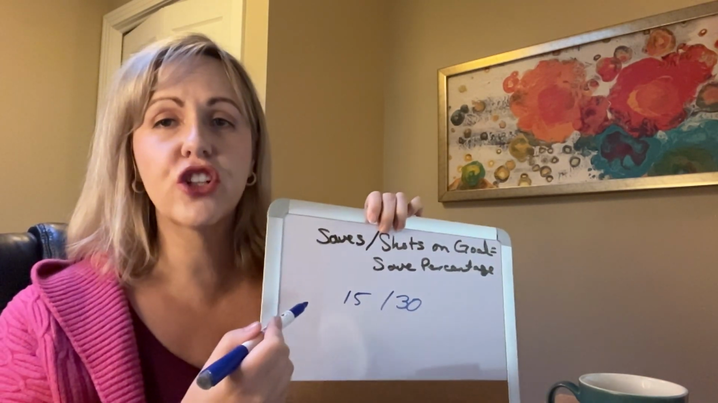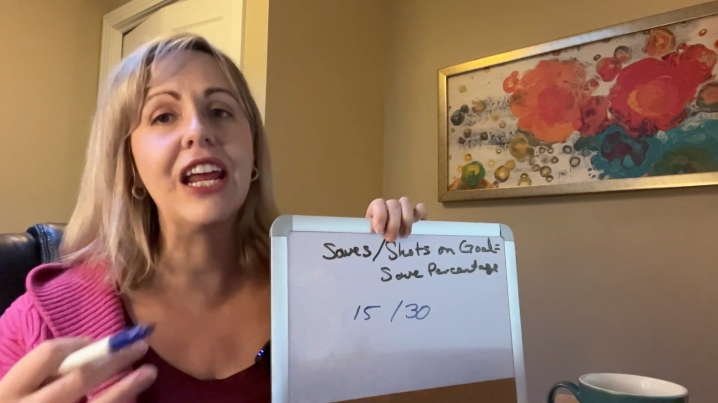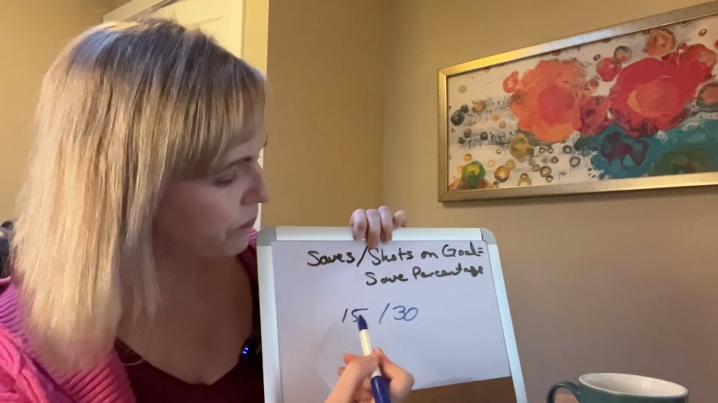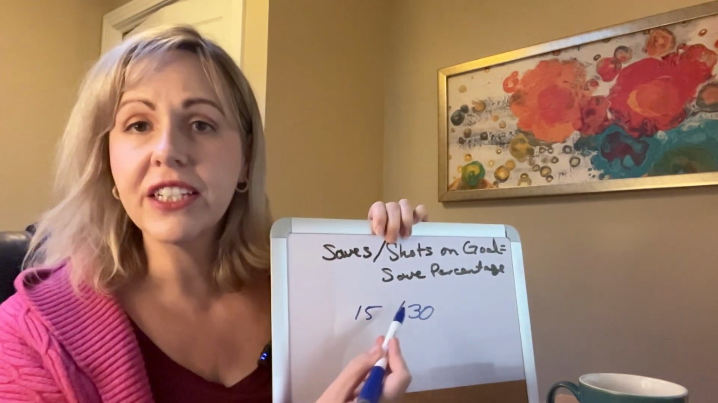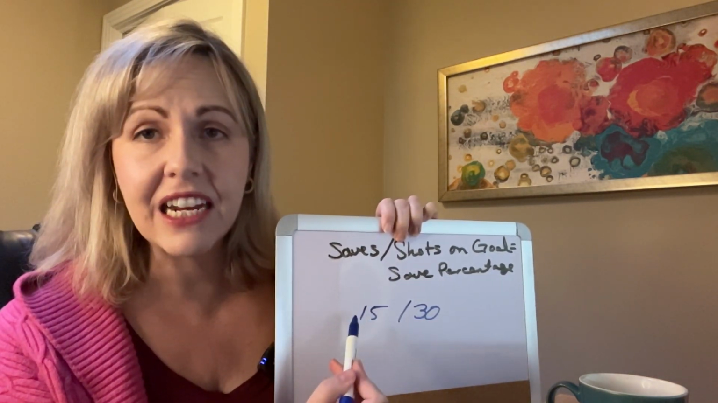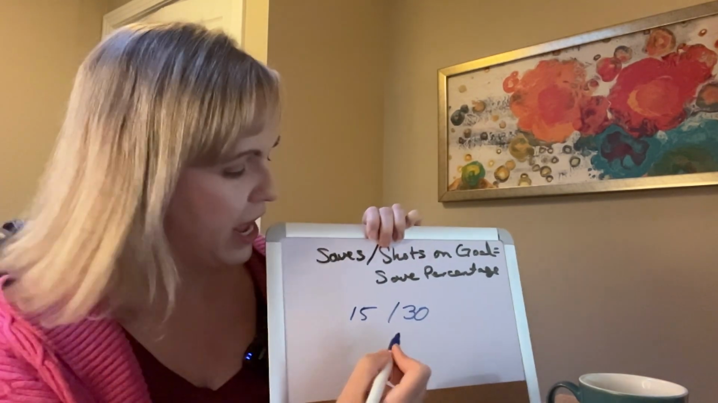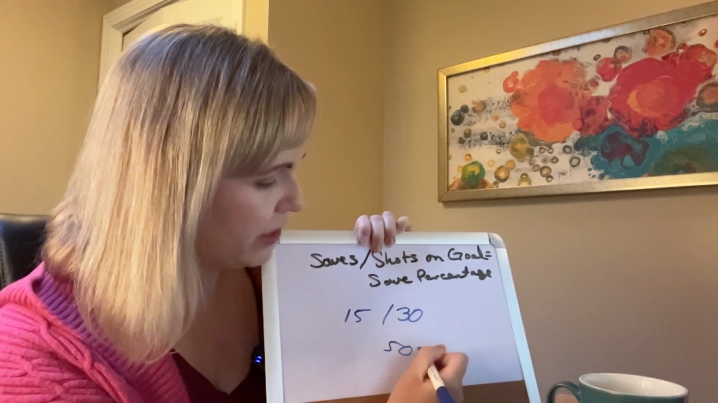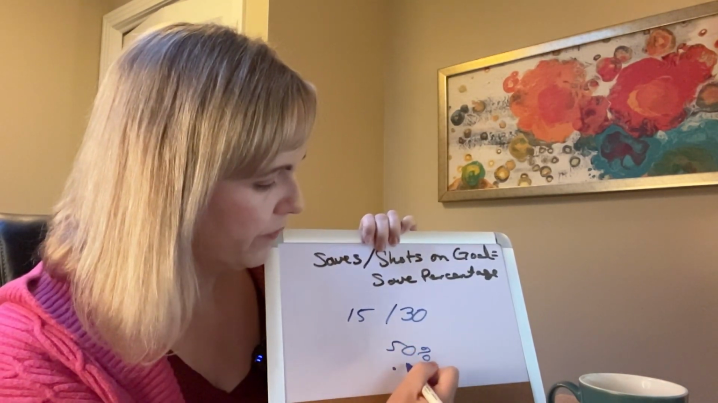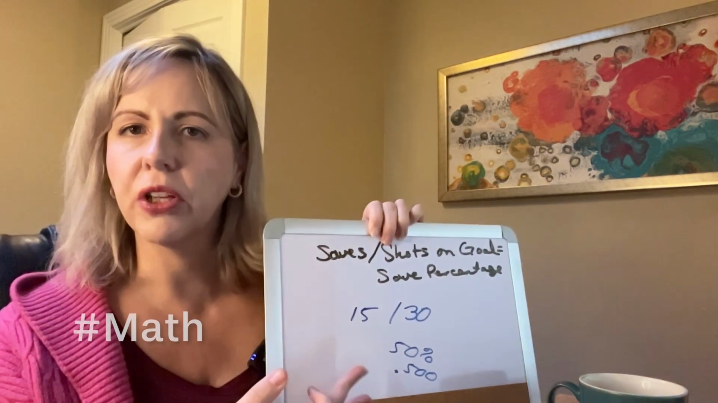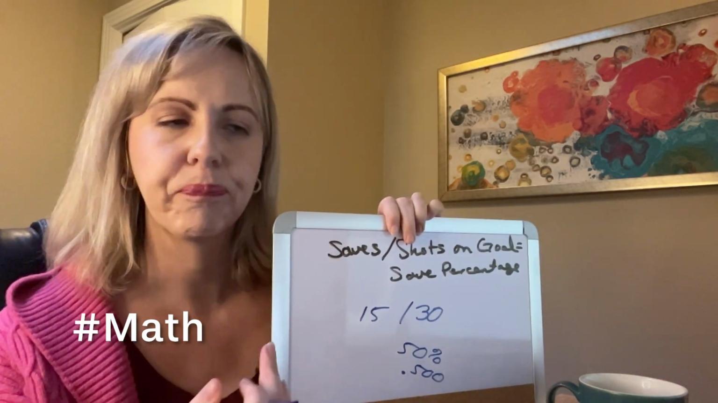If something's a shot on goal, it either went in or it was saved. So they had 30 shots on goal for the whole game, and 15 of them went in and 15 were saved. That means their save percentage is 50%, or 0.500. If you watch baseball, you understand these kinds of little things as well.